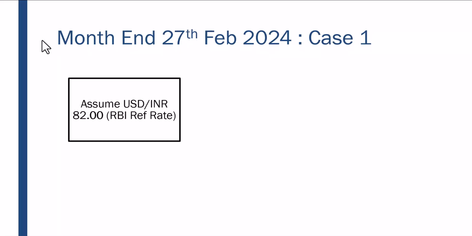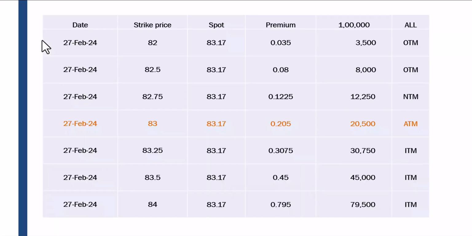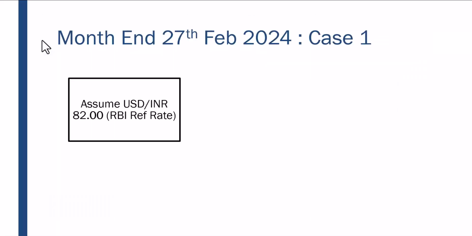So now there can be various cases. Case one, assume the dollar has come to 82 rupees. When I placed the order, it was 83 rupees something. I chose a strike price of what? 83. 83 exactly. So the dollar rate is 82, I'm in profit of 1 rupee, isn't it?